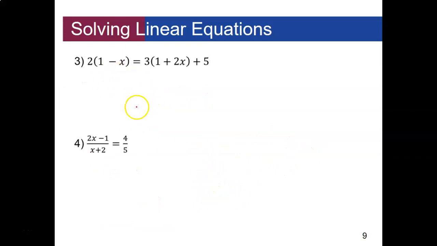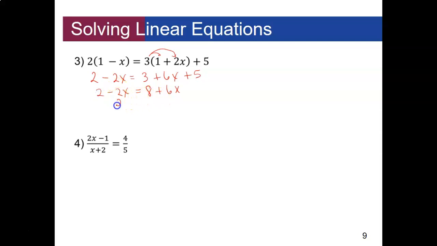Here's a couple others that we have. If we have a number out in front, we're going to distribute. So 2 minus 2x equals 3 plus, we're distributing, so 3 plus 6x plus 5. Combine these together over here, the like terms, before we try to do anything else.